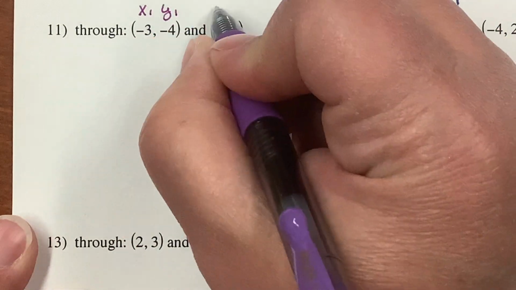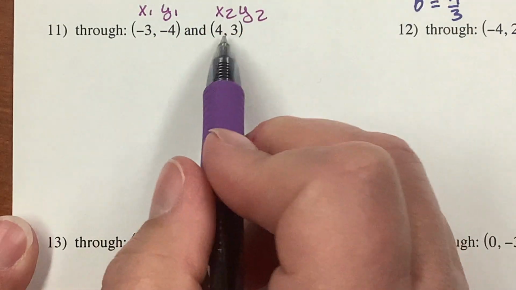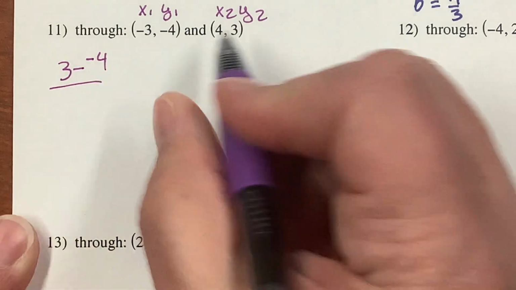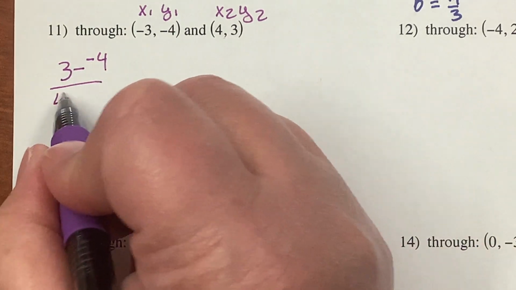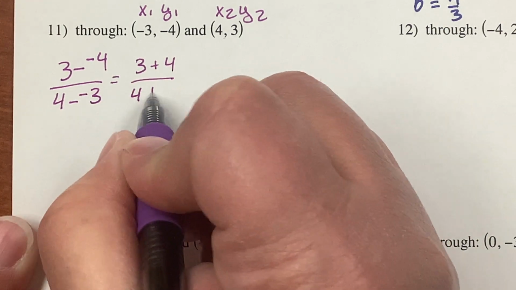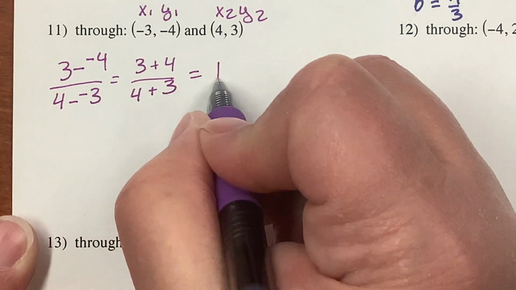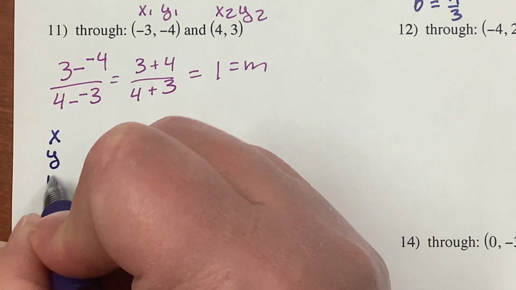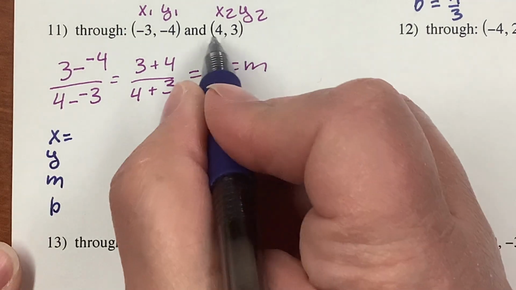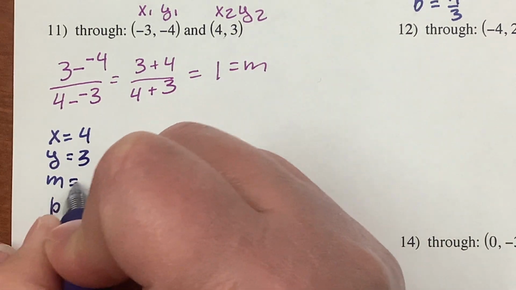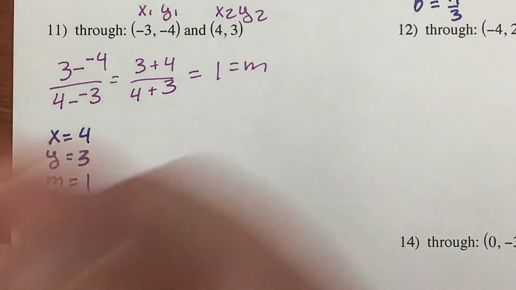x1, y1, x2, y2. 3 minus -4 over 4 minus -3. So I get 3 plus 4 over 4 plus 3. Oh, thank goodness, that's 1. m equals 1. Well, that's a lot easier to work with, isn't it? So now I need x, y, m, b. x is, let's take the easy positive one. 4, y is 3, m is 1, and b is, who knows, we gotta find it.